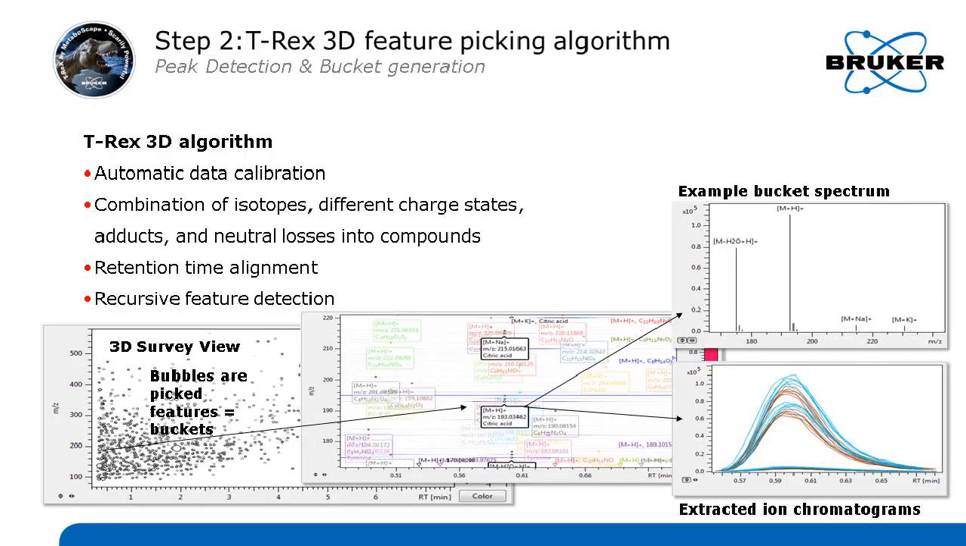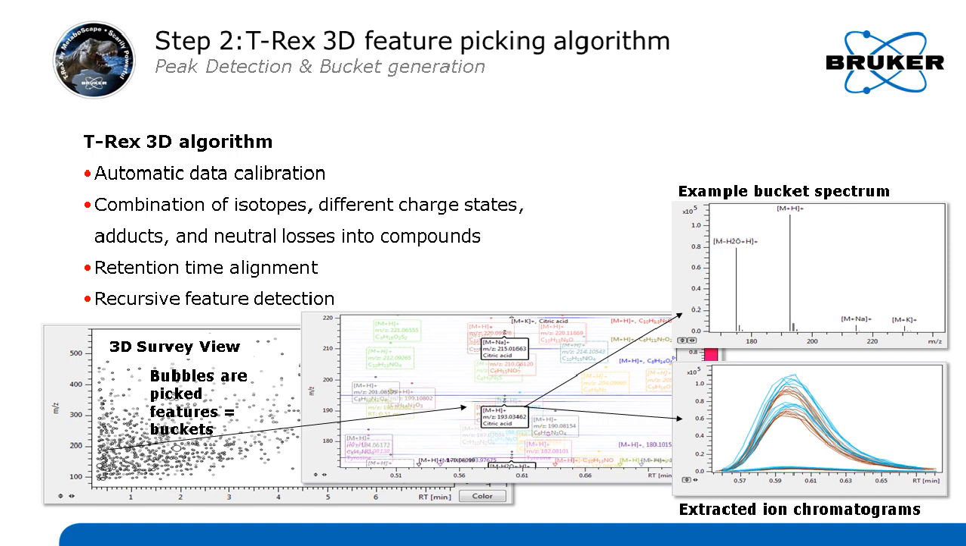So if you look at step 2, the peak picking algorithm, here's an example of the T-Rex 3D algorithm for LC-QTOF data. The algorithm will handle quite a bit of data processing on its own. So it will do an automatic data calibration, and this is true for mass position calibration, but also for mobility calibration if you are looking into timsTOF data.